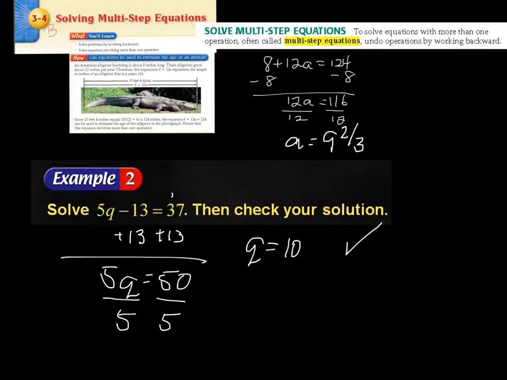I'm going to check by substituting back into the original equation. So where there was a q, I'm going to replace it with 10. So 5 times 10 minus 13, we hope is 37. And 50 minus 13, yep, it's 37.